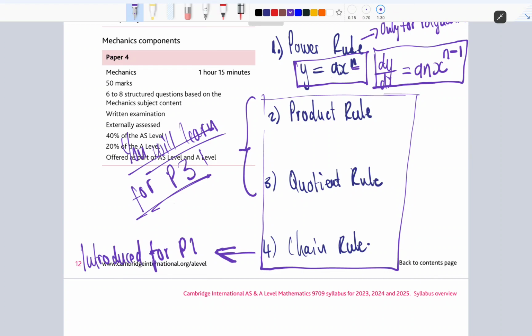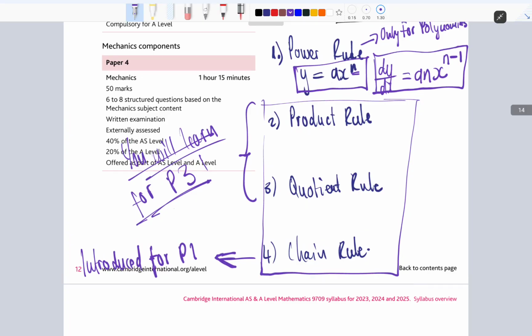But then you are also going to use it in P3. But for P1, what will you be joining? Only polynomials. For P1, chain rule is for composite functions, and we are going to learn that. But what is a composite function? It is when you put a function inside another.